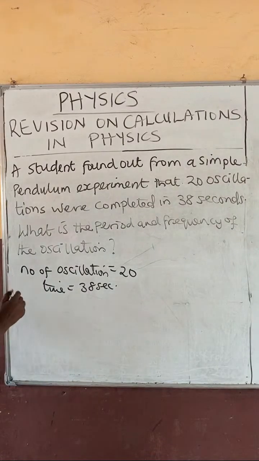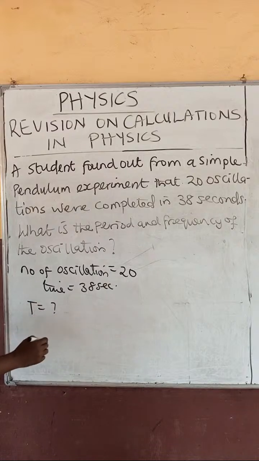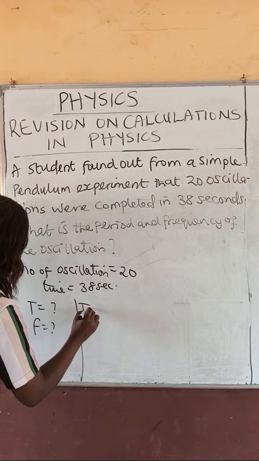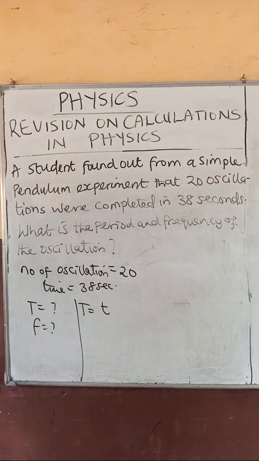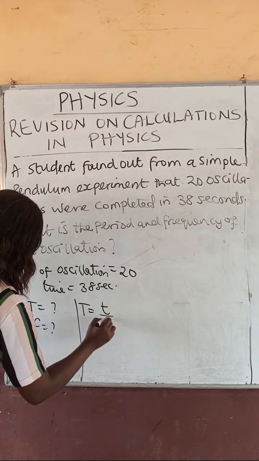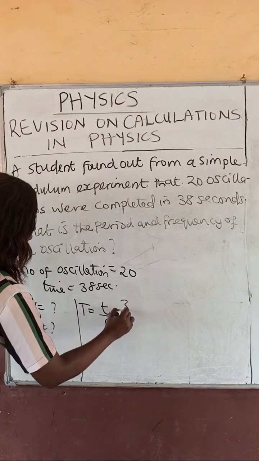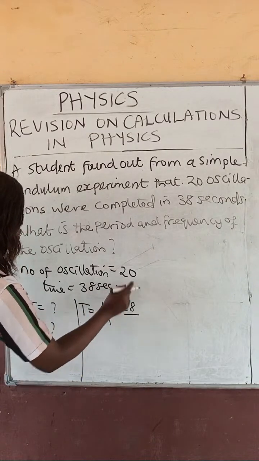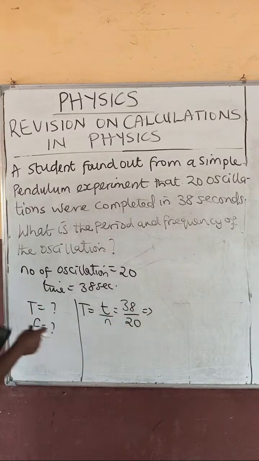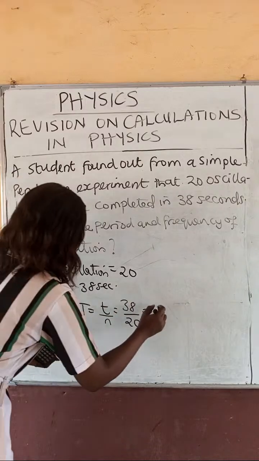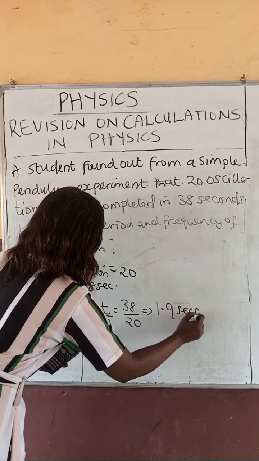So again, we get the period. The period is what we are looking for, and we are also looking for the frequency. And you must not forget that the period is the time taken for a particle to make one complete oscillation. That is T over what? N, right? What is my time? My time is 38, divided by my N, which is 20. So what do I have? I have 38 divided by 20. My answer is 1.9 seconds.